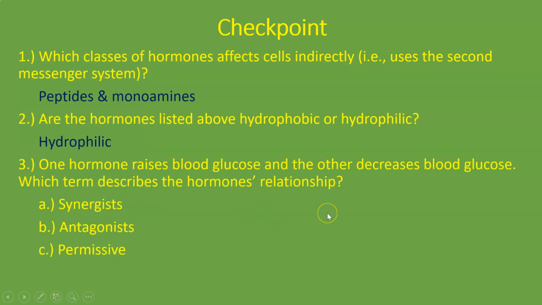All right, one hormone raises blood glucose and the other one decreases blood glucose. Which term describes the hormones' relationship? If you said that they are antagonists, you would be correct.